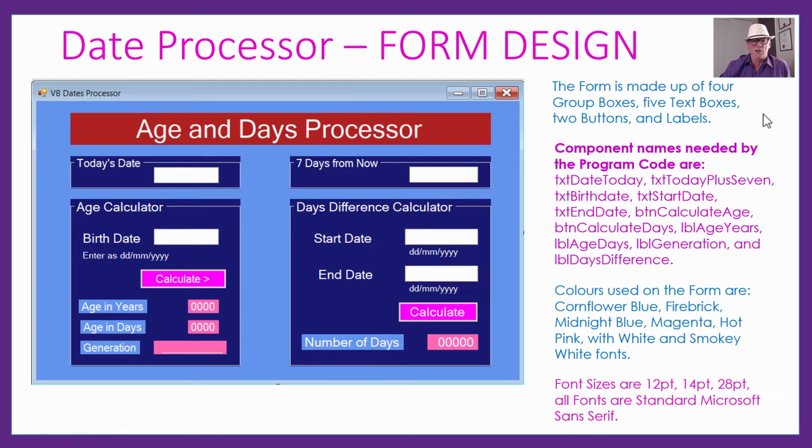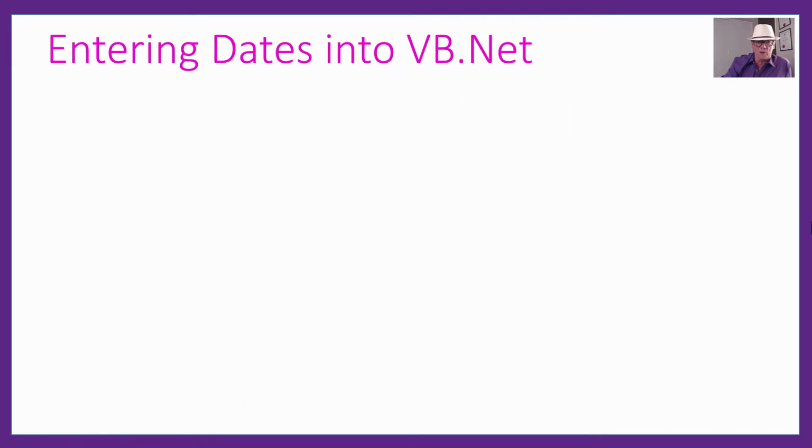The font sizes, we're just using a 12 font, 14 font, and 28 point font. Although I think this dd-mm-yyyy, that might be smaller, maybe that's 9 or 10. And they're all Microsoft Sans Serif, the default standard font. And the buttons, we've set them as flat style equals standard. And our labels, we've got everything pushed over to the right on the results, so they've got text align property equals top right on them. So that information should enable you to design a form for this process.